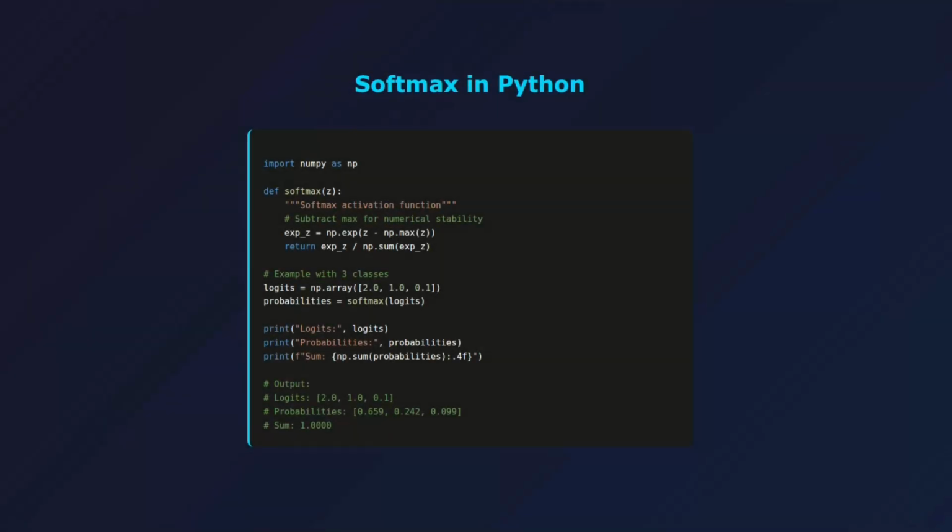Here's how we implement Softmax in Python. The key trick is to subtract the maximum value for numerical stability. This prevents overflow errors. We exponentiate the inputs, sum them up, and then normalize.